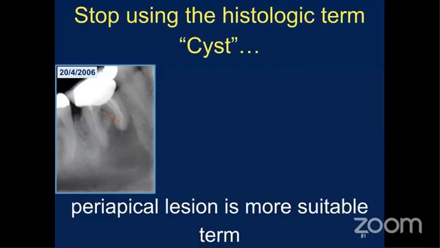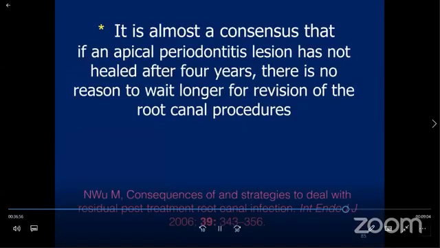But what about this case here? According to this gentleman, he said, it is almost a consensus that if an apical periodontitis lesion has not healed after 4 years, there is no reason to wait longer before revision of the root canal procedure. So here we are waiting 4 years. So now we have a time frame between 6 months to 4 years.